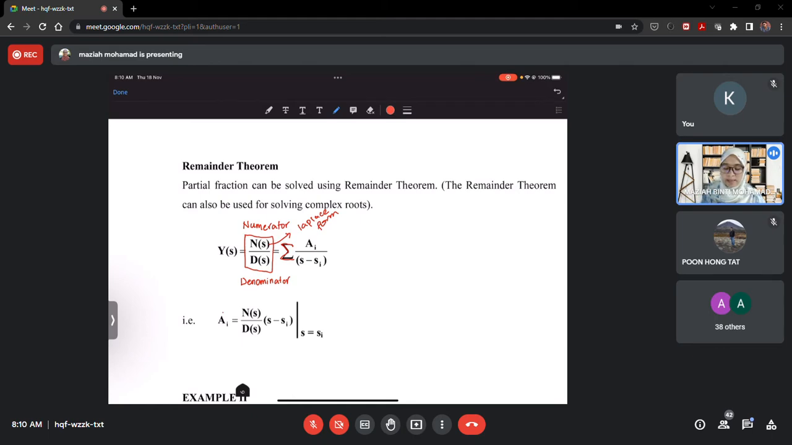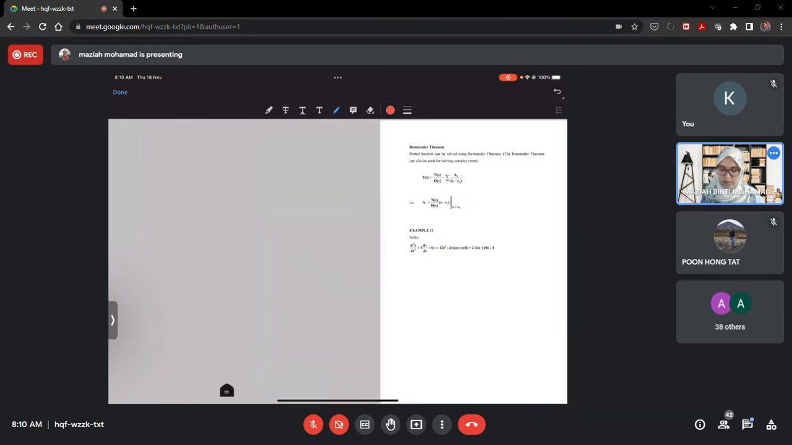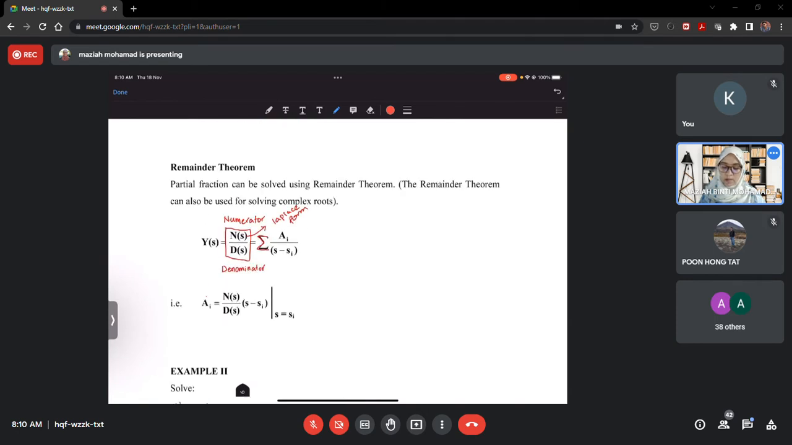So this is similar to the one that we have just now. We have 3S plus 2 as the numerator. Then the denominator is S plus 1, S plus 2.